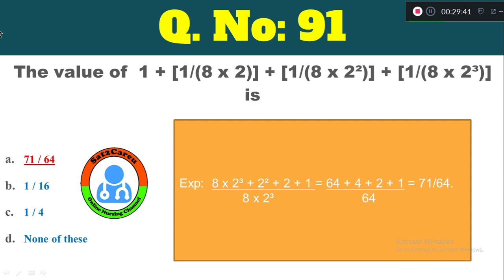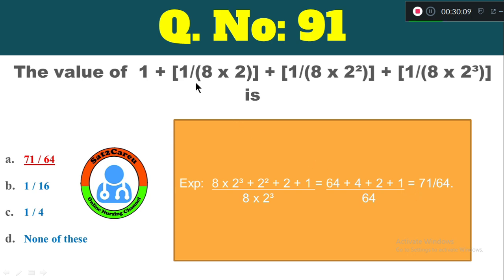So this is how we can write. We can write like this. To simplify, we can do the simplification like this. The plus 1 can be put here. So we can write 8 into 2 cube, so that we can write like this. We can start from here. When we do like that, the answer will come as 71 by 64.